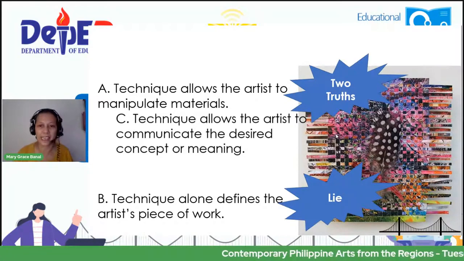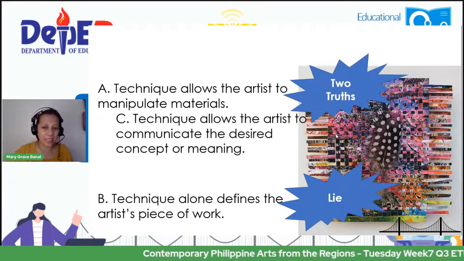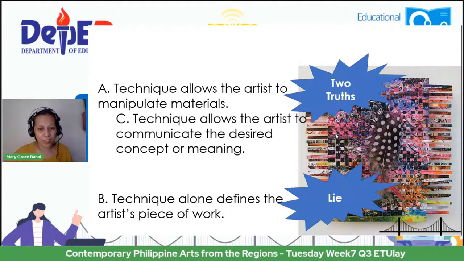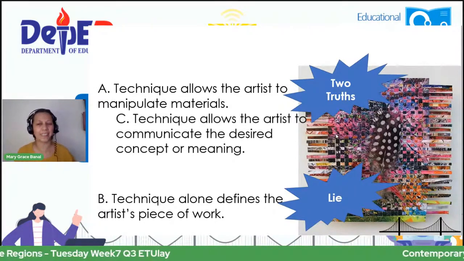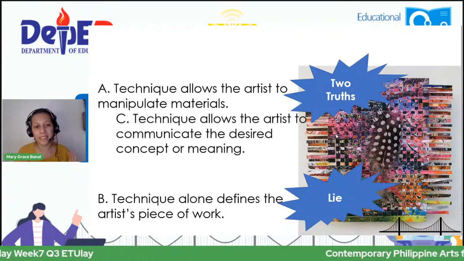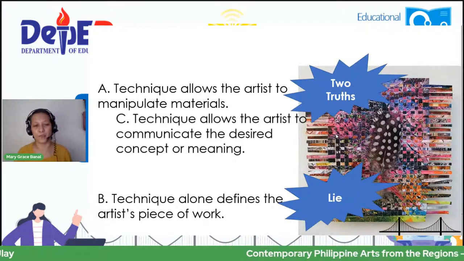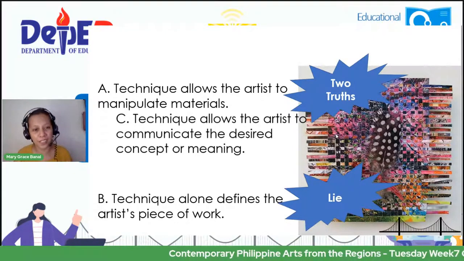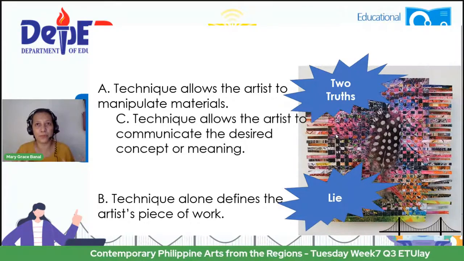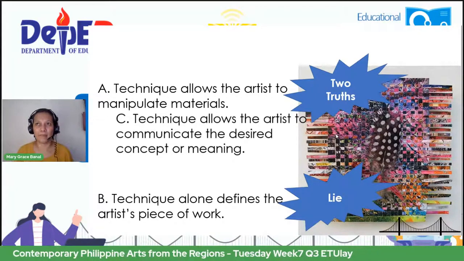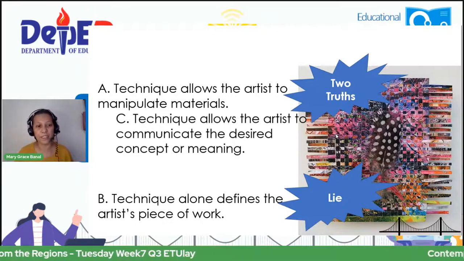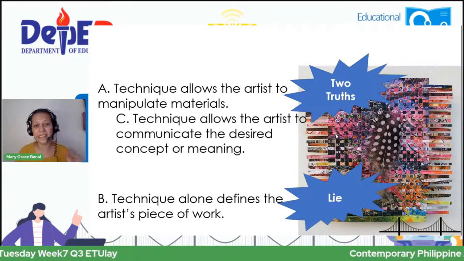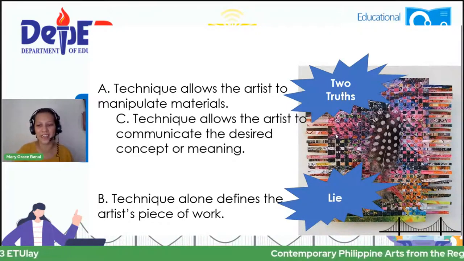Syempre hindi. Kasi last week na sabi natin, yung materials, okay, it contributes dun sa total impact ng piece of work ng isang contemporary artist. Kahit hindi contemporary artist. So, technique alone cannot define the artist's piece of work. Okay, marami tayong dapat consider if we would like to define, if we would like to get the meaning of a certain piece of work. Hindi lang yung technique. So that is a lie. Okay? And letter A and C are the two truths.